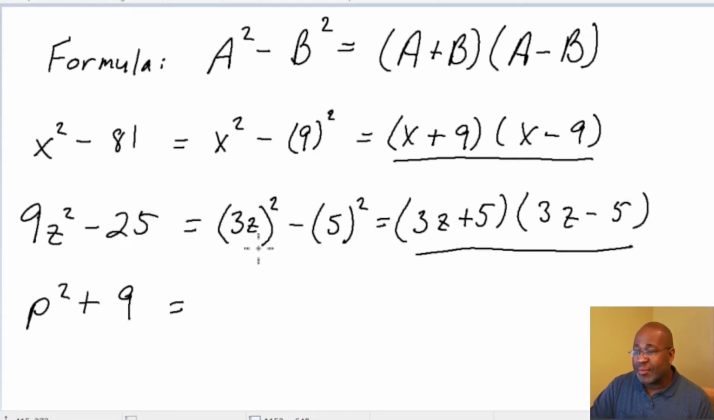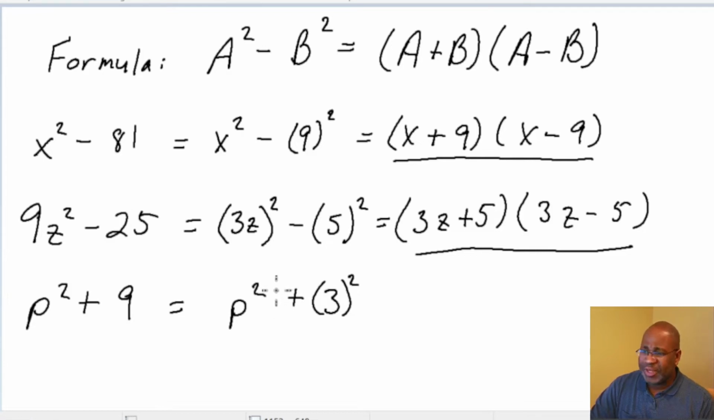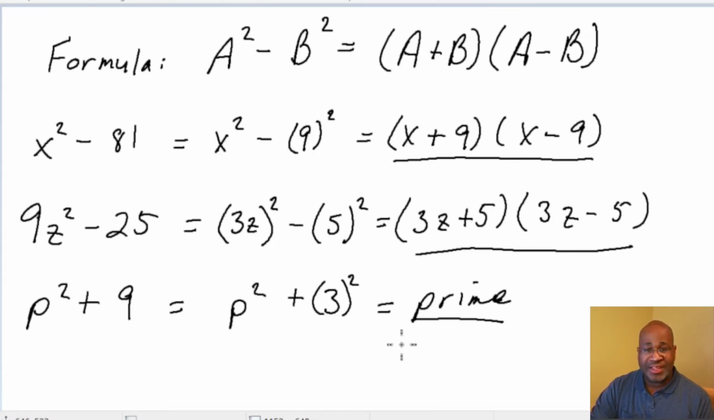For our next example, we have p squared plus 9. Now here, we do have perfect squares, p squared, and 9, that's 3 squared. The problem here is that this is plus. In this instance, this is not factorable. The formula that we use requires a difference of two squares. The difference of two squares we can factor. The sum of two squares is not factorable. It's not factorable over the real numbers. If you see a sum, if they're perfect squares but you're adding them together, it's prime, it's not factorable.